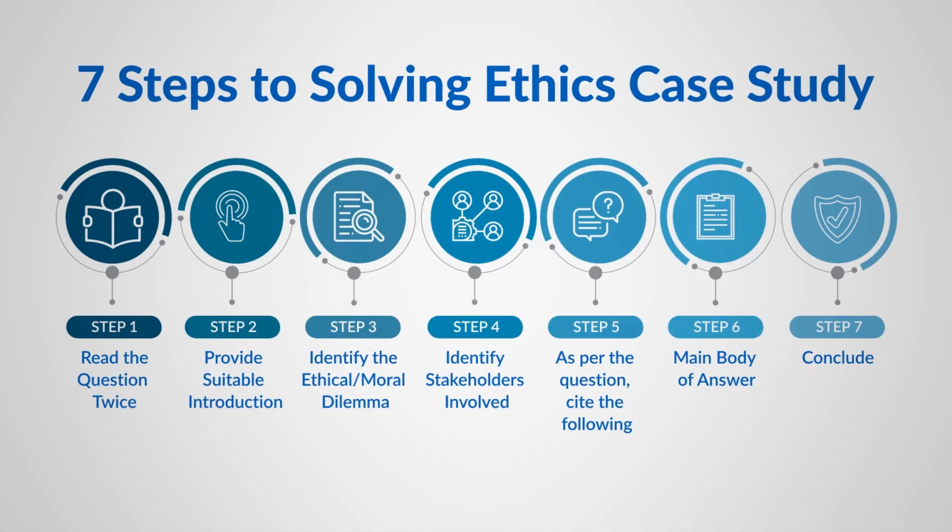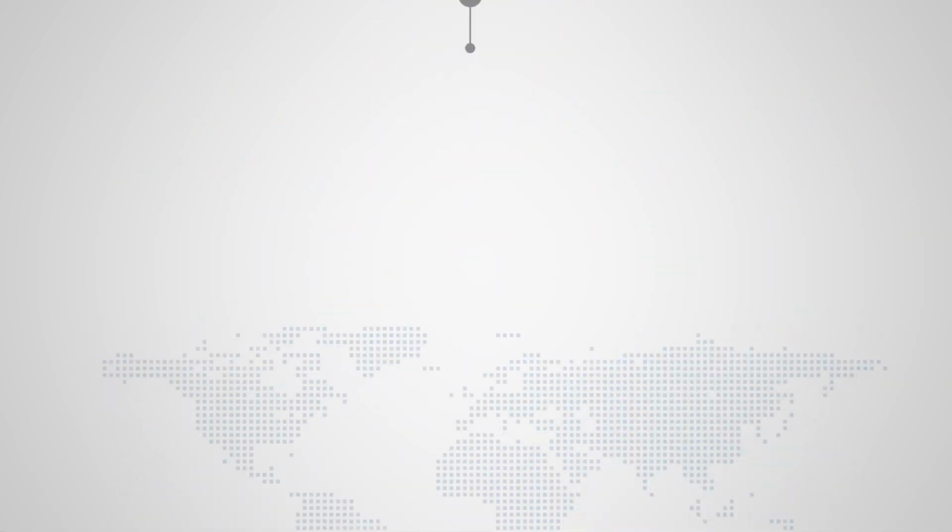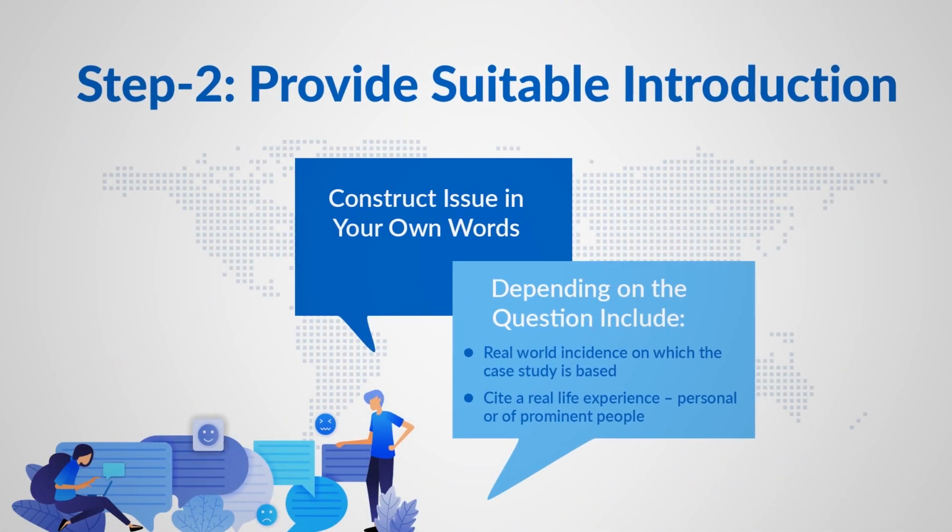Now, coming to the second step, as you have given the case a thorough reading, you have identified the problems, you have identified the causes, you have identified the effects. Now we're actually delving into the solving part or the solution. What you need to do is, first of all, provide a suitable introduction. Now, this introduction is you constructing the issue in your own words. If applicable, you can provide a real world incident on which the case study is revolving to set up a precedence.